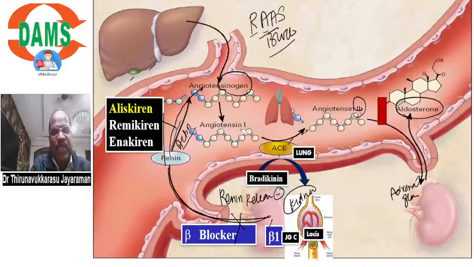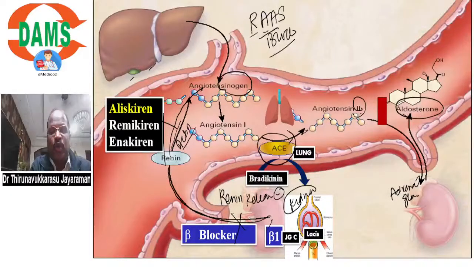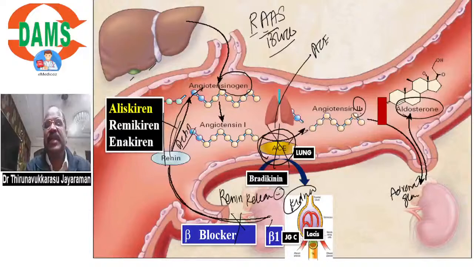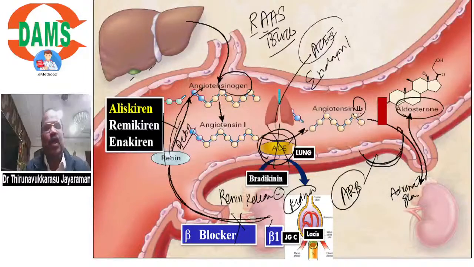And then angiotensin 1 is converted into 2 with the help of ACE. Those drugs blocking this are called ACE inhibitors. Now you can say enalapril or captopril, those ending with pril. And then angiotensin action at the receptor level is blocked by ARBs, like losartan, valsartan, like this.